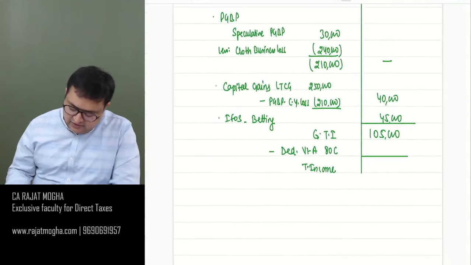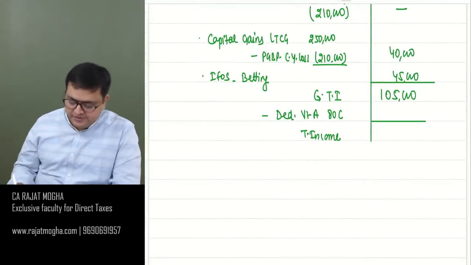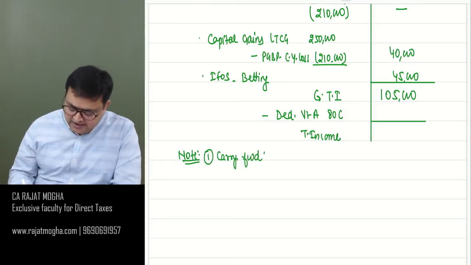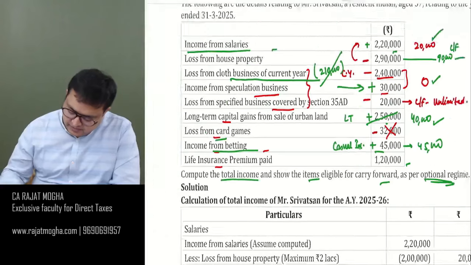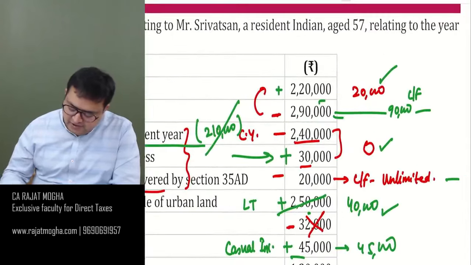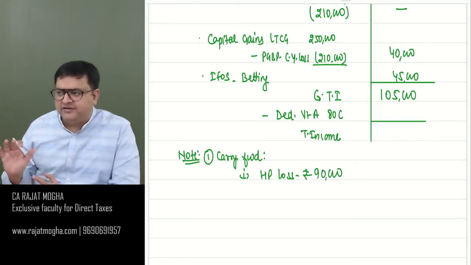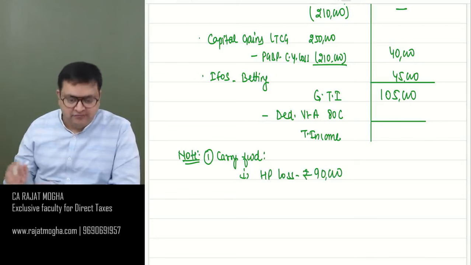But let us write the things also which we are carrying forward. Note: carry forward. What are we carrying forward? House property loss of 90,000 to be carried forward. Simply write in your examination like this: HP loss 90,000 to be carried forward.